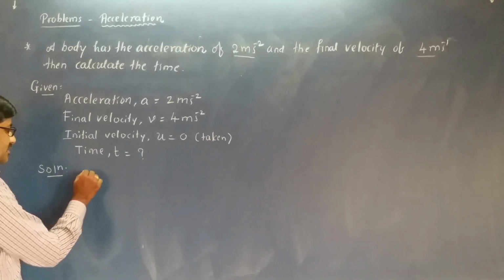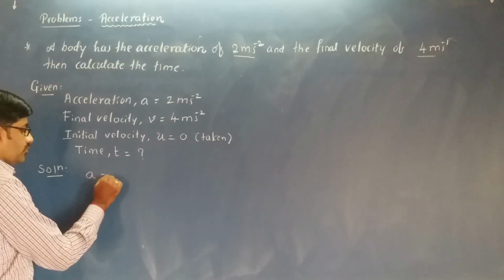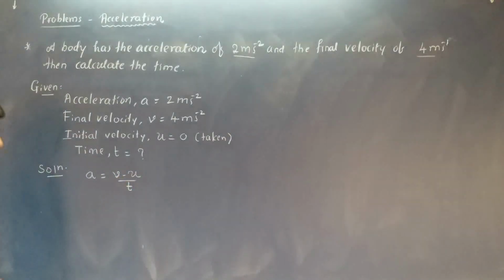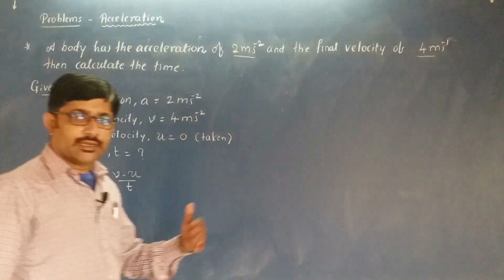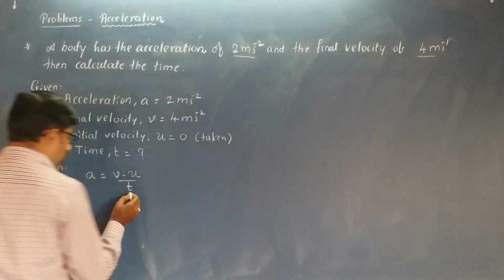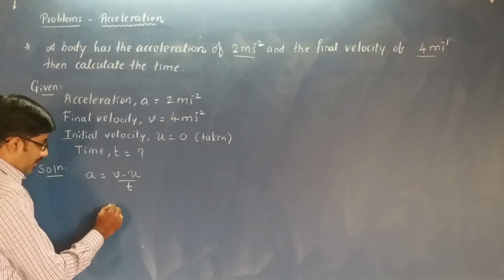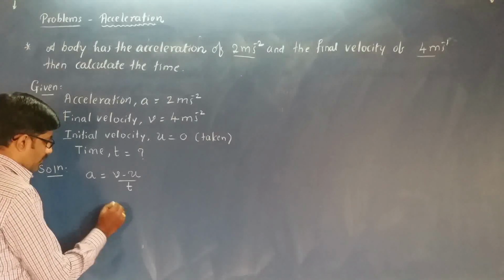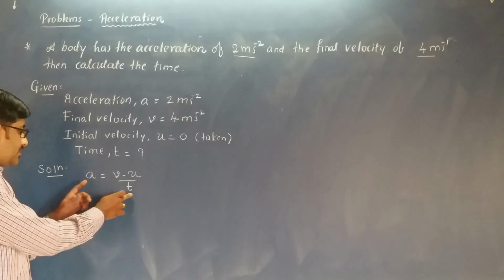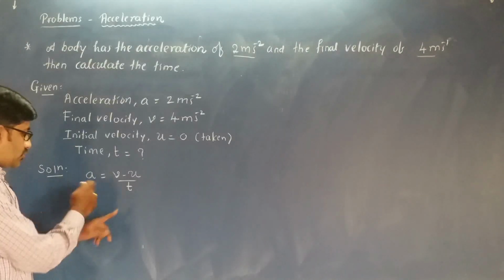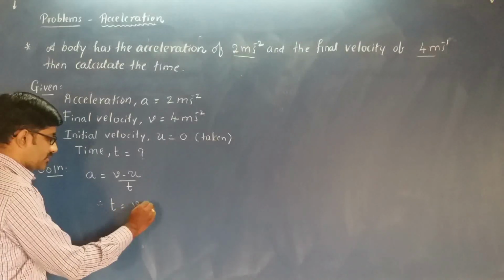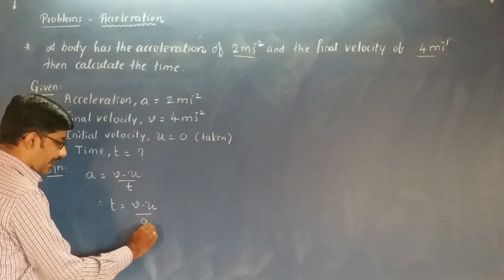We already know the formula for acceleration, that is a is equal to v minus u divided by t. We want t, so just rearrange the terms here. By cross multiplication we have a on this side, t on this side, therefore interchange those, and t is equal to v minus u divided by a.